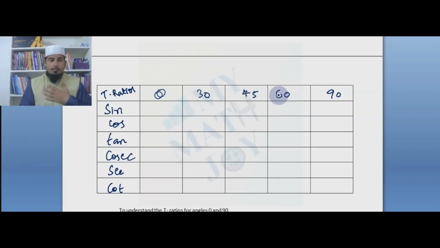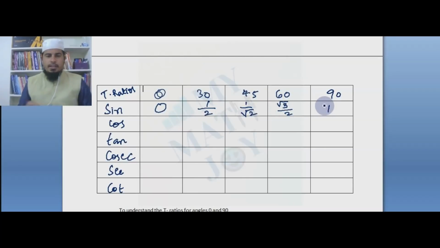Some values I brought and some other values I told you to work out yourself. So whatever values you got, please note them down in the table. And how to remember is a very simple technique. Please remember the sine row. So we got sine 0 is 0, 1 by 2, 1 by root 2, root 3 by 2, 1. So you get 0, half, 1 over root 2, root 3 over 2 and 1. You can say it like this also: 0, half, 1 by root 2, root 3 by 2 and 1.